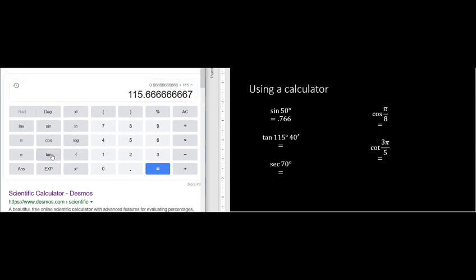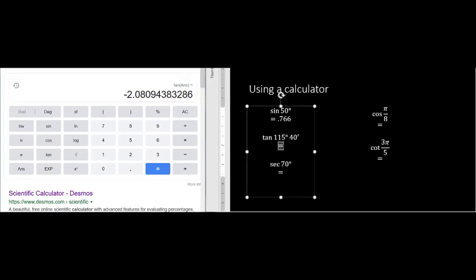So we press tangent, and then you can press this ANS button. This means tangent of the previous answer, ANS for answer, and then press equal. That gives you your solution. So this would be negative 2.08, we'll round to 2.081. All right, so that would be how to do a calculator with minutes.